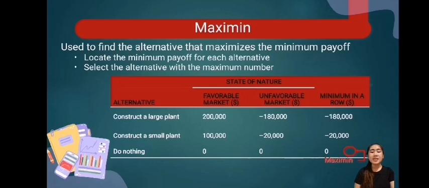In the table, do nothing is shown since this decision is associated with the maximum of the minimum number within each row or alternative. Both Maximax and Maximin consider only one extreme payoff for each alternative, while the next criterion we will talk about considers both of these extremes.